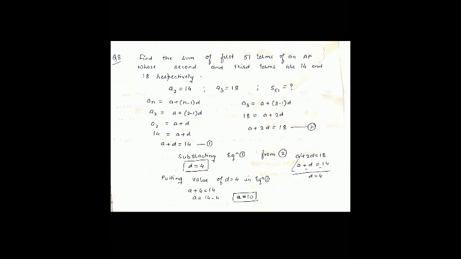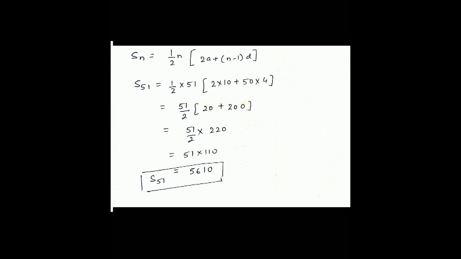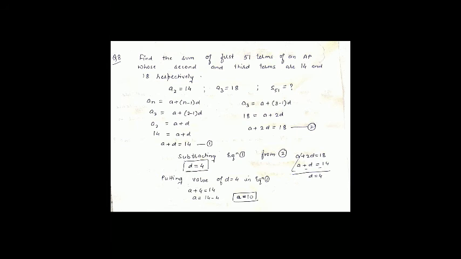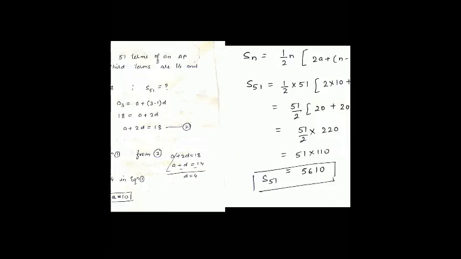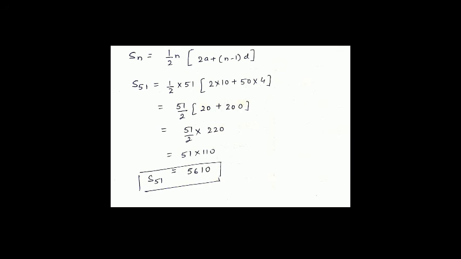Now what we have to find out is S51. So on the next page I have done S51. So Sn is equal to 1 by 2 n in bracket 2a plus n minus 1 into d. So S51, in place of n we will put 51. The value of a we have found as 10, the value of d we have found as 4. Now we will put the values, it will be 51 by 2, 20 plus 200. So on solving it will be 51 by 2 into 220. So on simplification we will get 51 into 110, and on multiplication we will get 5610. That will be the value of S51.